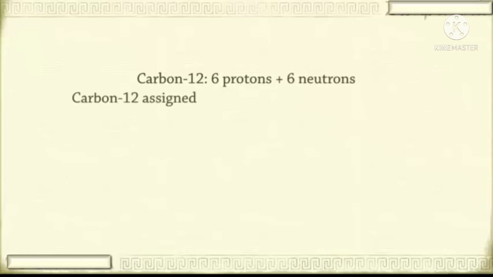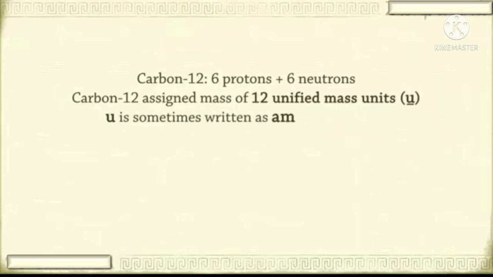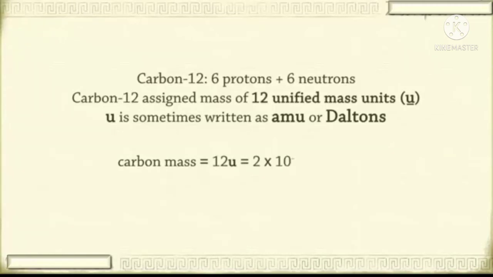Carbon-12 is assigned a mass of exactly 12 unified atomic mass units, or U. Some people write AMU, or Daltons. Chemists just defined a new unit for convenience. See, it's much easier to think and write that carbon has a mass of 12 U than to add up all the small masses of all of its protons and neutrons and electrons and write 2 times 10 to the negative 23 grams. It's just a lot easier to think in terms of whole numbers.